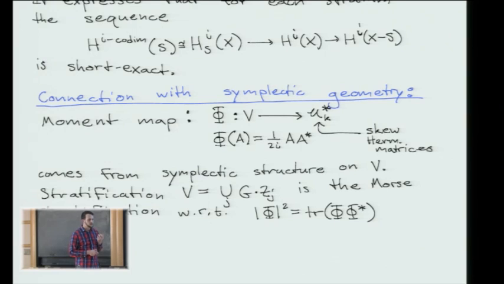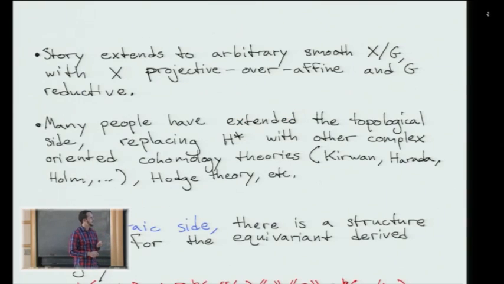And this stratification actually has an interpretation in differential geometry as the Morse stratification for the gradient descent of the norm squared of the moment map. And so you can phrase this and think about this for arbitrary symplectic manifolds with Hamiltonian group actions. It doesn't necessarily have to be connected to algebraic geometry, although I come mostly from the perspective of algebraic geometry.